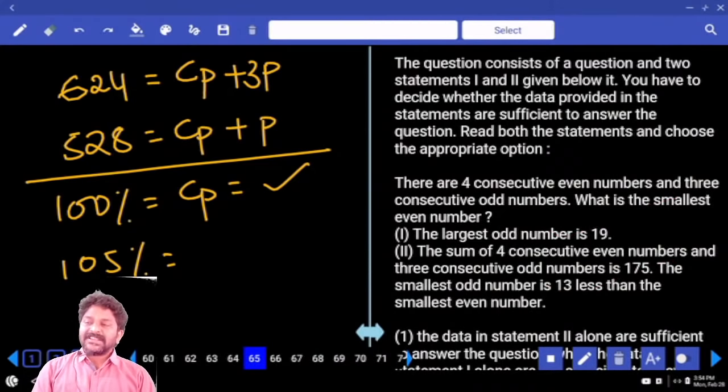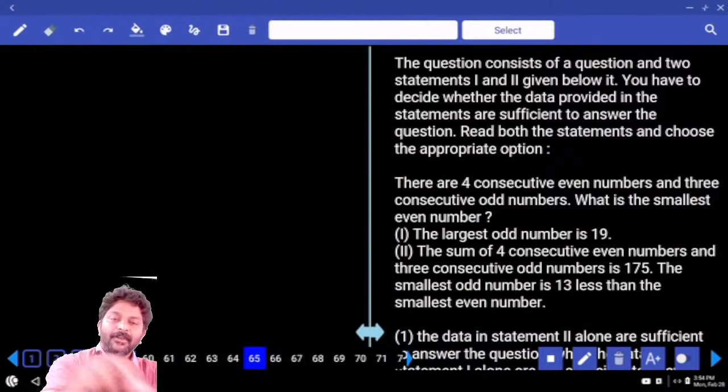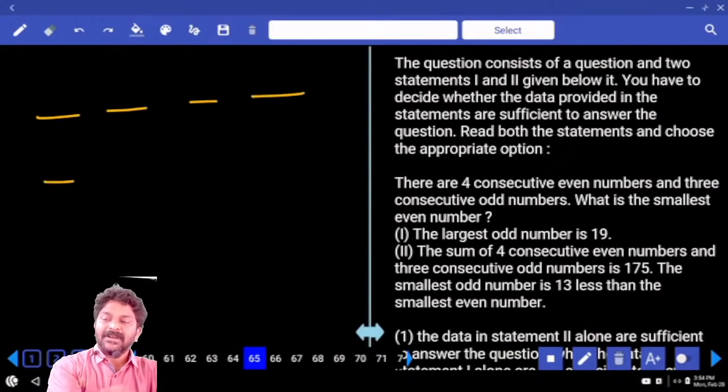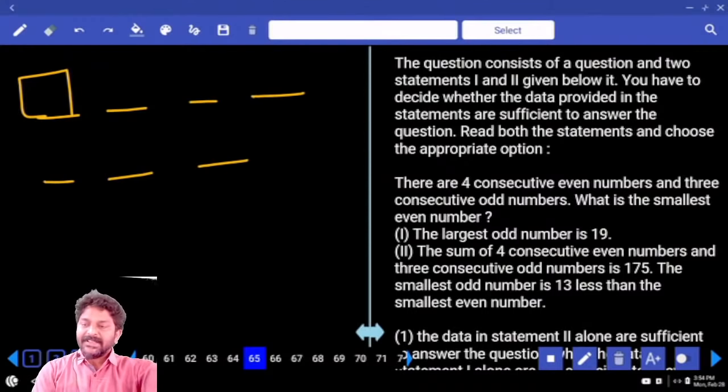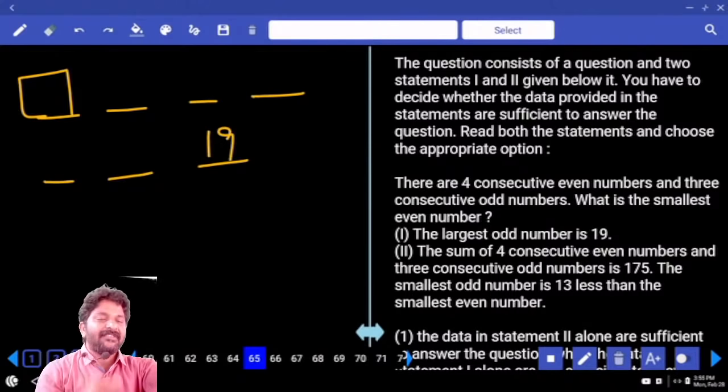There are 4 consecutive even numbers and 3 consecutive odd numbers. What is the smallest even number? We were asked to calculate the smallest even number. Largest odd number is 19. Using this, can we calculate the answer? Because we don't have any connectivity or relation between even numbers and odd numbers.